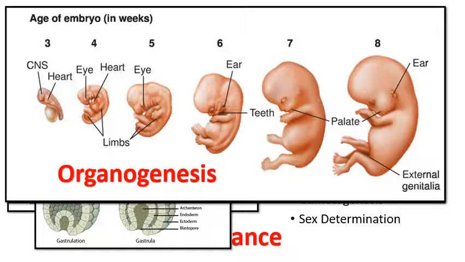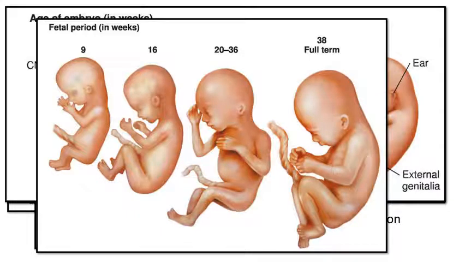Okay, now we go on to 9 weeks, 16 weeks, 36 weeks, and then full term is 38 weeks or 9 months. Then the baby comes out and we change the name from fetus to neonate.